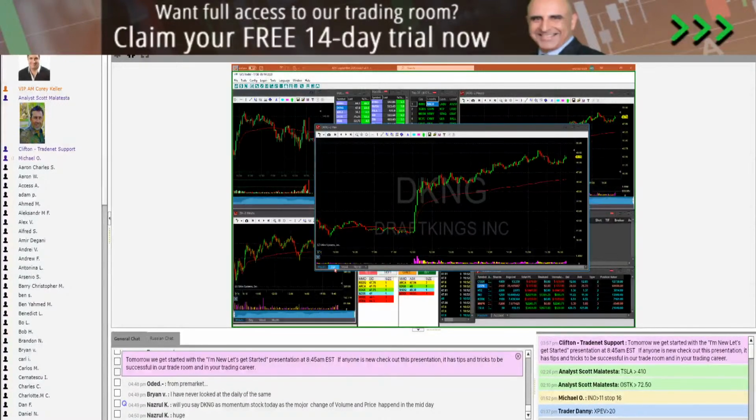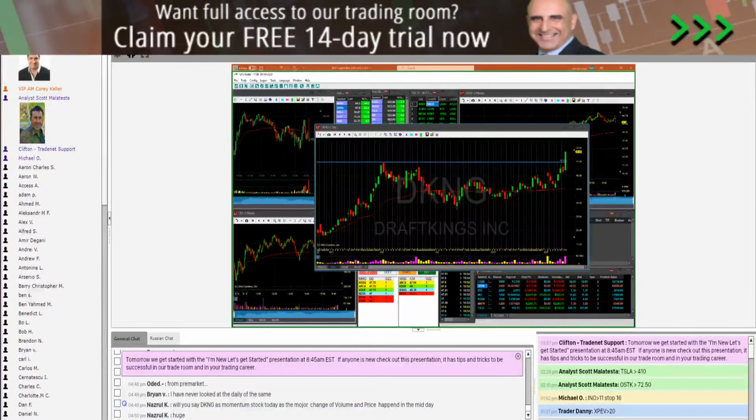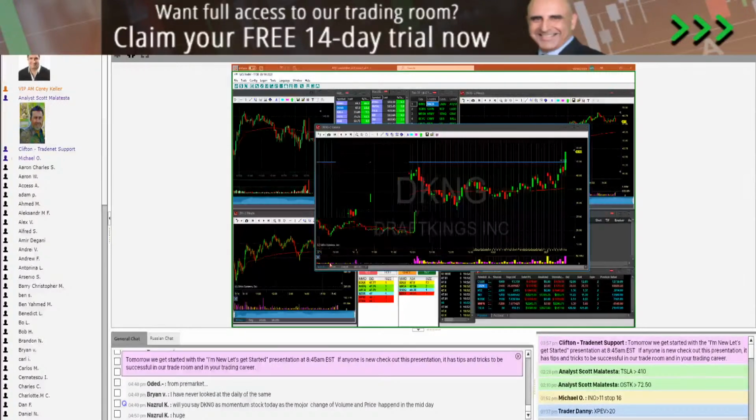So obviously, let's see. The breakout at 45 on the daily chart, take a look at this example, Nazru, guys. Take a look. 45 is the breakout to all-time highs on the daily chart.